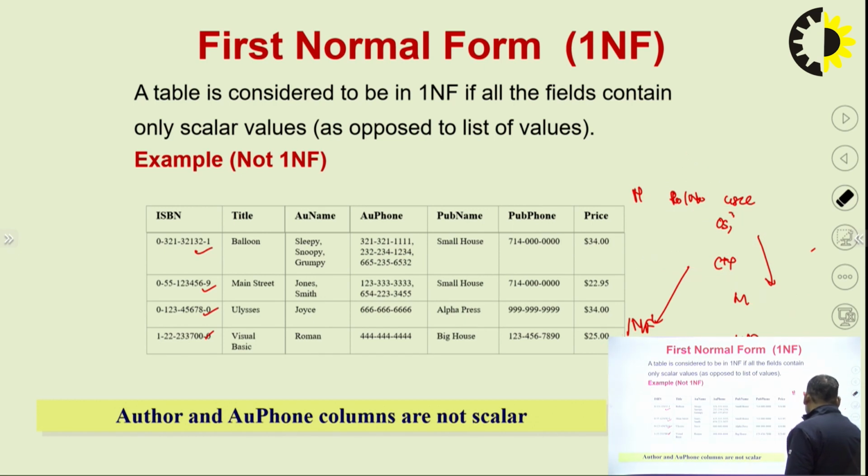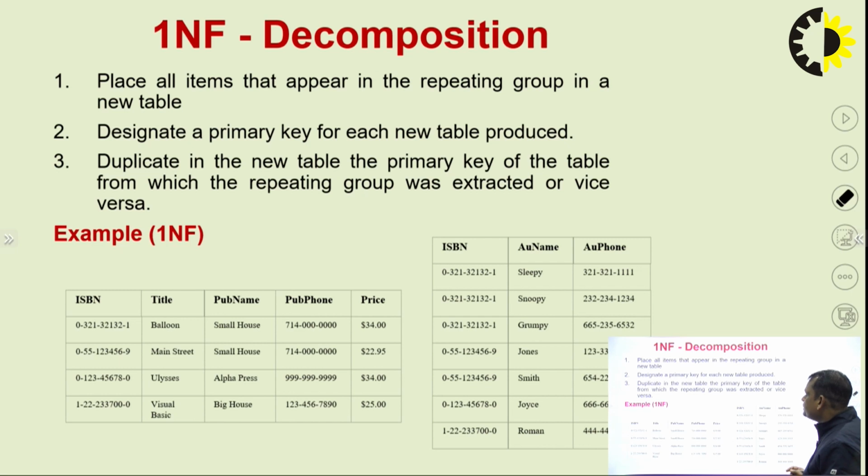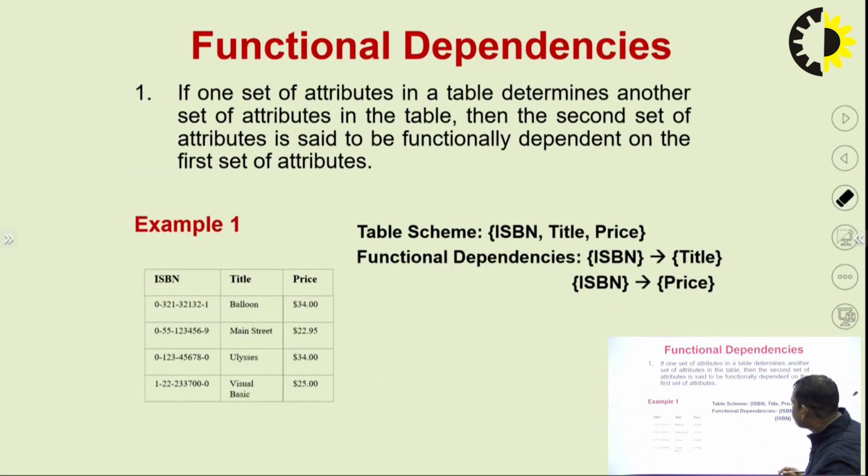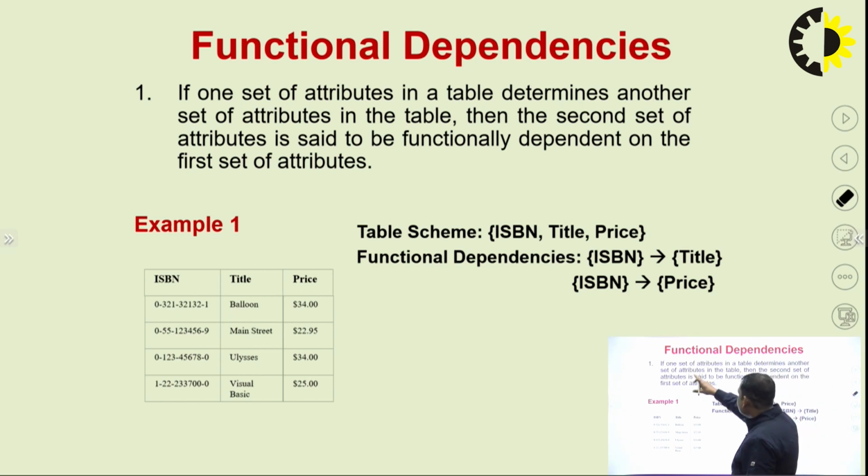The second type is second normal form. Second normal form is based on functional dependency, which uses normalization as a tool. First, let us discuss functional dependency. Definition of functional dependency: if one set of attributes in a table determines another set of attributes in the table, the second set of attributes is said to be functionally dependent on the first set of attributes.